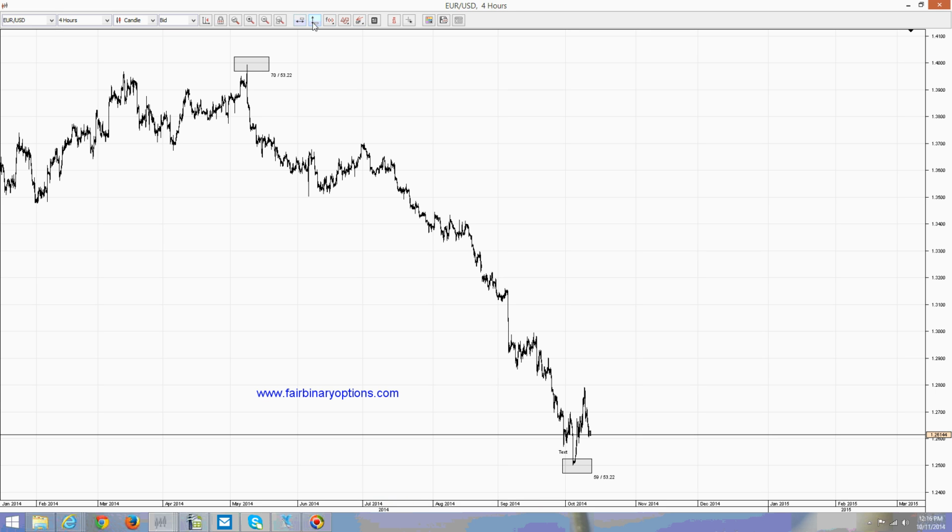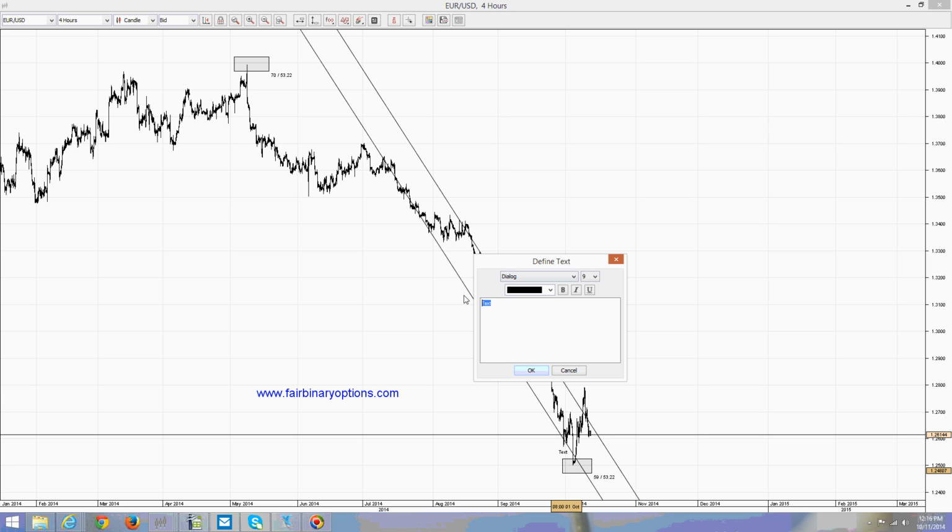Because if you take two channel lines from here to here like this, and then from here to here, you see that the move is simply channeling to L. When a move is channeling to L, there is no impulsive move. This opens the gates for this to be nothing but a corrective wave, namely an X wave. And now we should look for a contracting triangle.